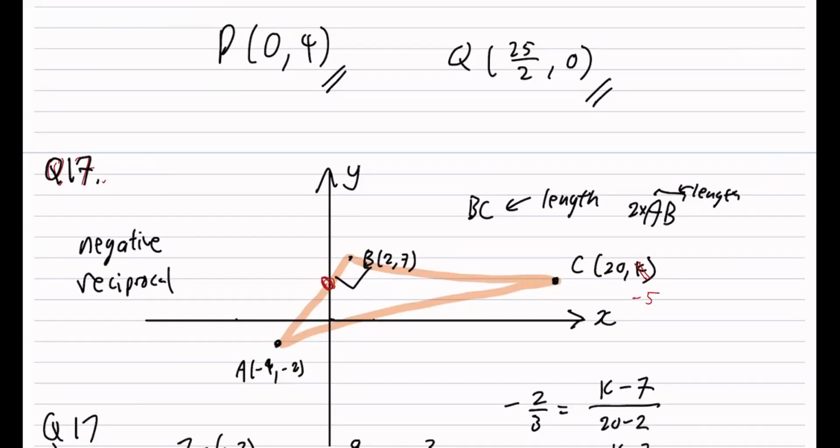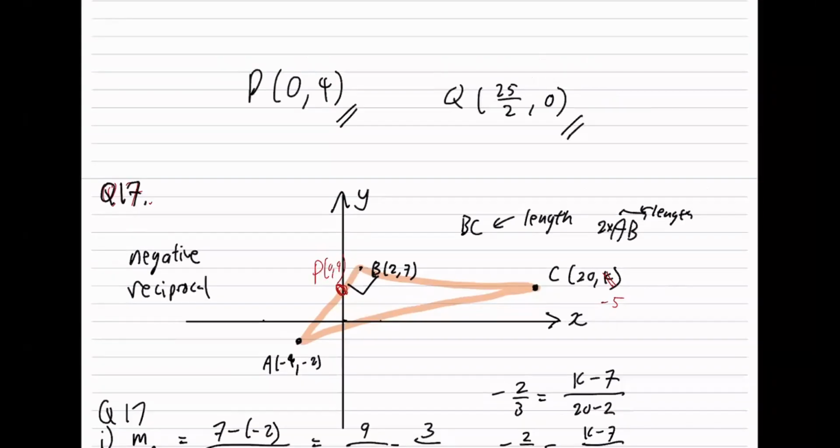Okay, this point here is P. Where is Q? BC intersects the x-axis. So that means my BC is this guy. Extend all the way until it reaches here. That's my point Q.